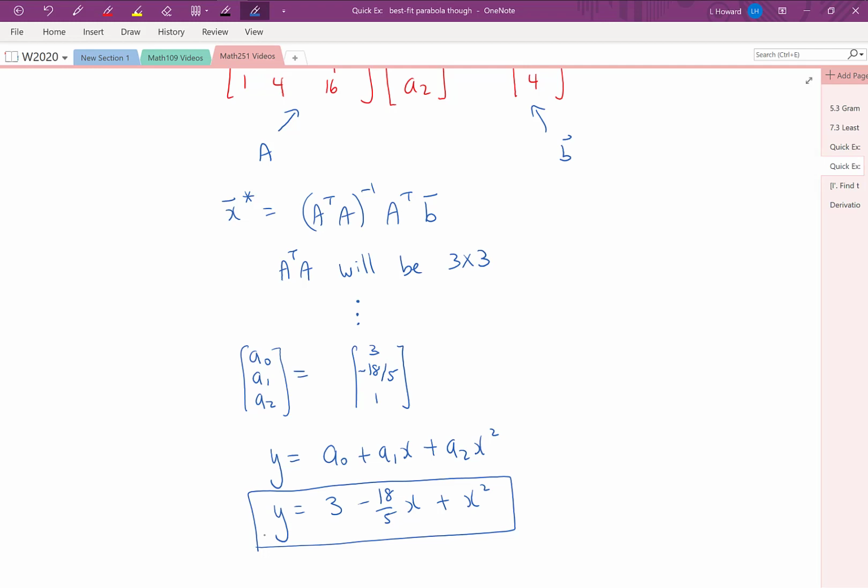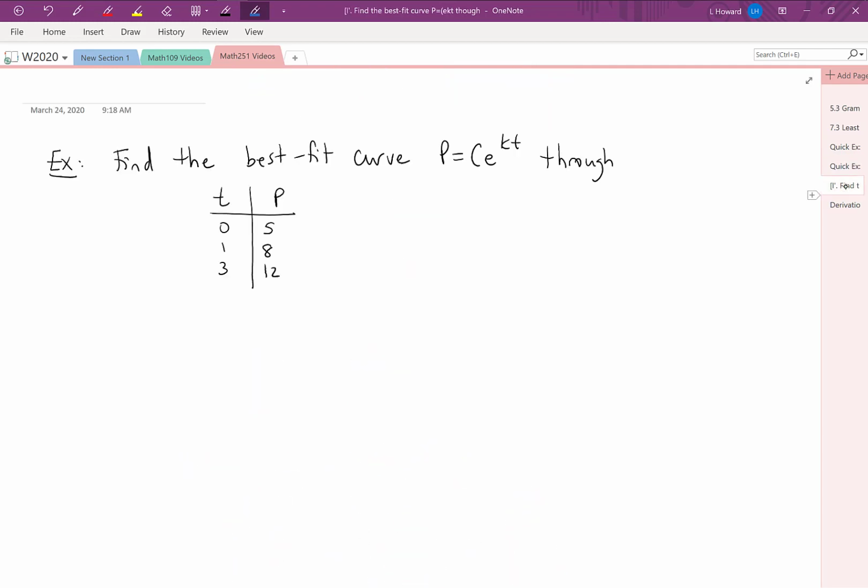So we're going to do one more example along these lines of finding the best fit curve. For our next example, we're going to find the best fit exponential curve through a set of data. Okay, so we're given some t values and some p values. And what we're trying to do is find a curve in the form p equals c e to the kt.